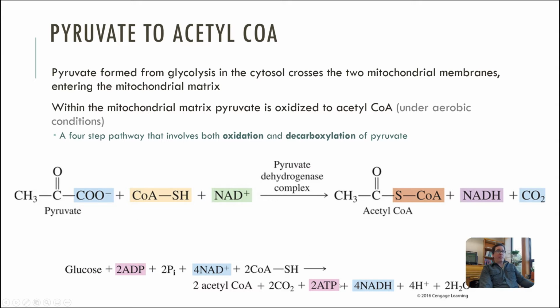Alright, so we do generate, again, some ATPs along the way in this step. We don't generate ATPs, notice, going from pyruvate just to acetyl coenzyme A. So these ATPs are from earlier in glycolysis.